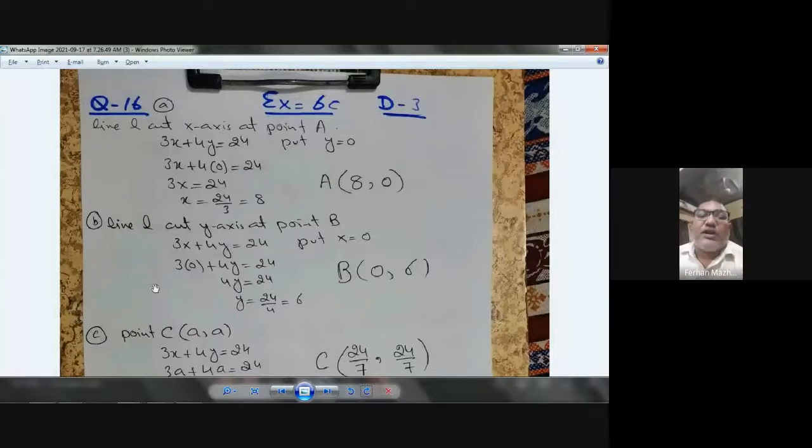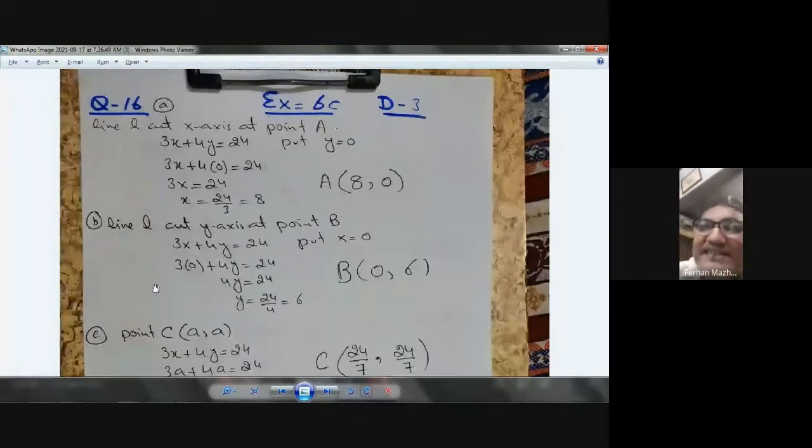So now we have the coordinates of the point A and the point B. Then in question 16 C part, he asks for the coordinates of the point C that lies on the line L such that C is equidistant from the coordinate axes. This sentence is very important: C is equidistant from the coordinate axes. It means the point C has the same x and the same y. Whatever the value of x, the same is the value of y.